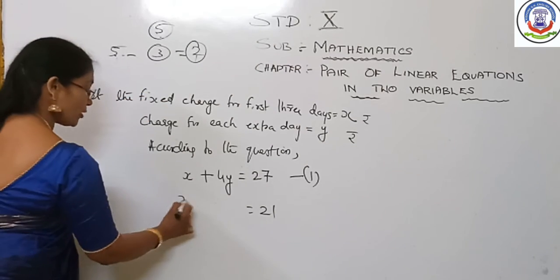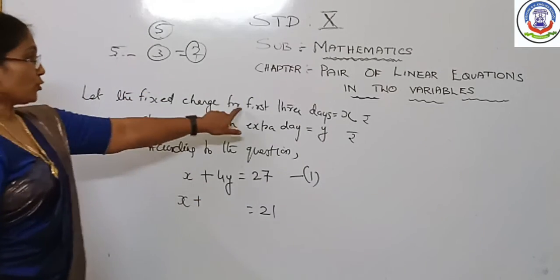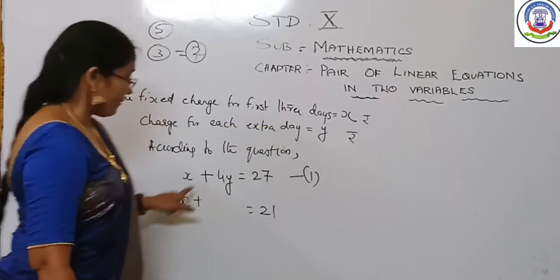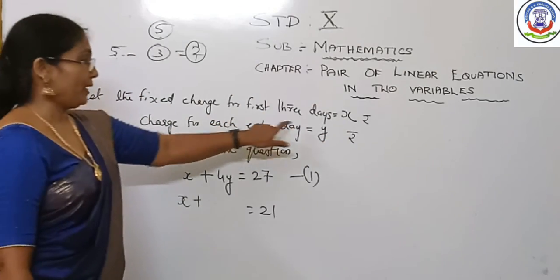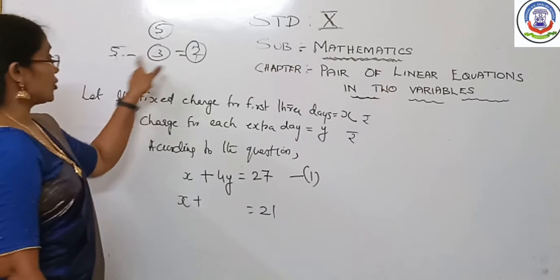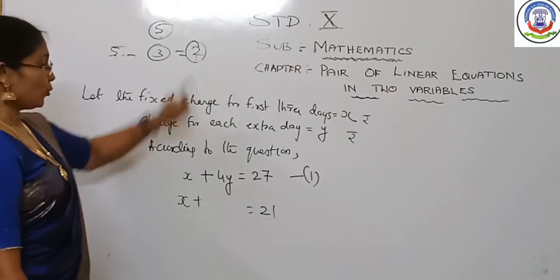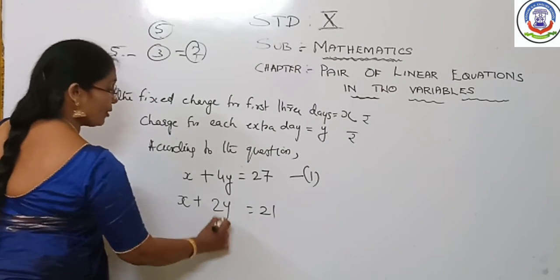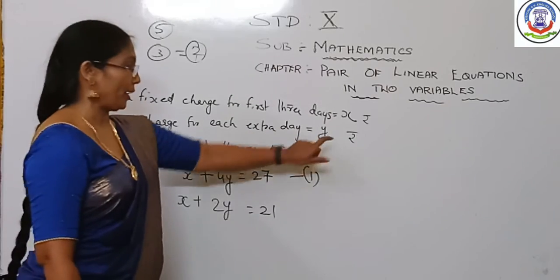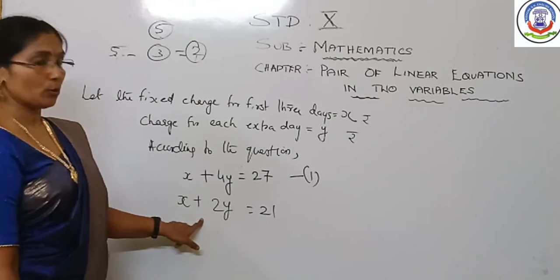That means X she has to give, because for the first 3 days she has to give X rupees. Remaining, how many days are left for her? She has 2 days left. For those 2 days, how many rupees does she have to give? Y rupees. That means 2y. X plus 2y equal to 21.